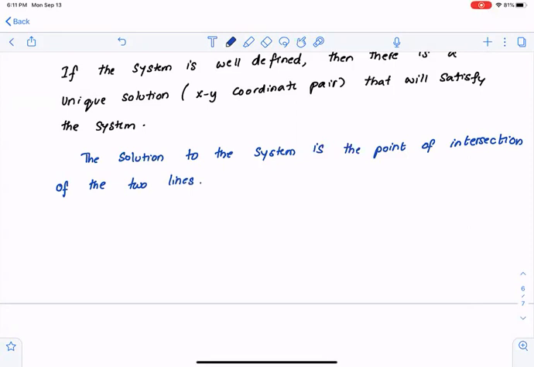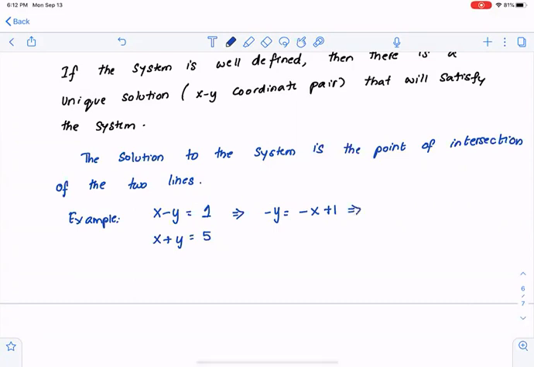So let's just take two equations, x minus y equals 1 and x plus y equals 5. I picked easy ones. First I'm going to rewrite them because I would like to graph them. So minus y would be equal to negative x plus 1. Multiply by negative on both sides, and y would be equal to x minus 1. Similarly, y would be equal to minus x plus 5. There isn't much we could do about it, so we're going to leave that as is.